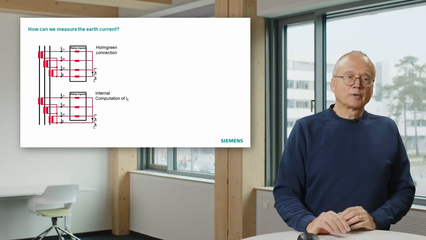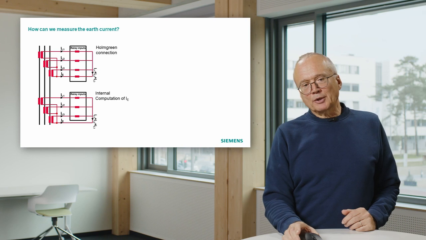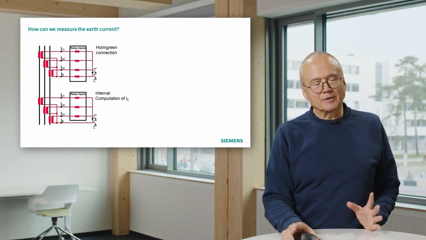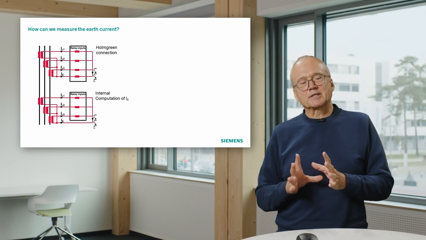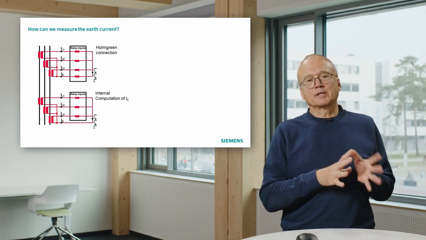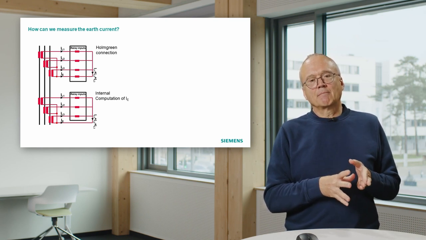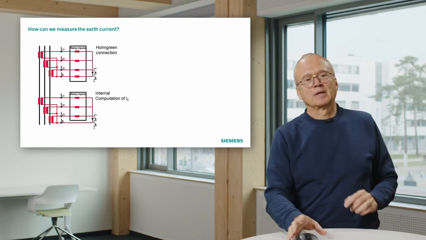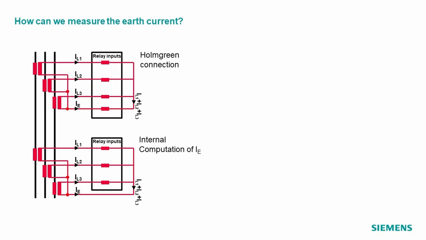Okay, that was the Holmgreen connection, which is widely used. Important thing here is you have some sensitivity limitations. Sometimes, for instance, in cases where the star point in the system is not grounded, the earth currents can become pretty low. That means you must be very sensitive. If you measure the earth current with this Holmgreen connection, you have the following problem.